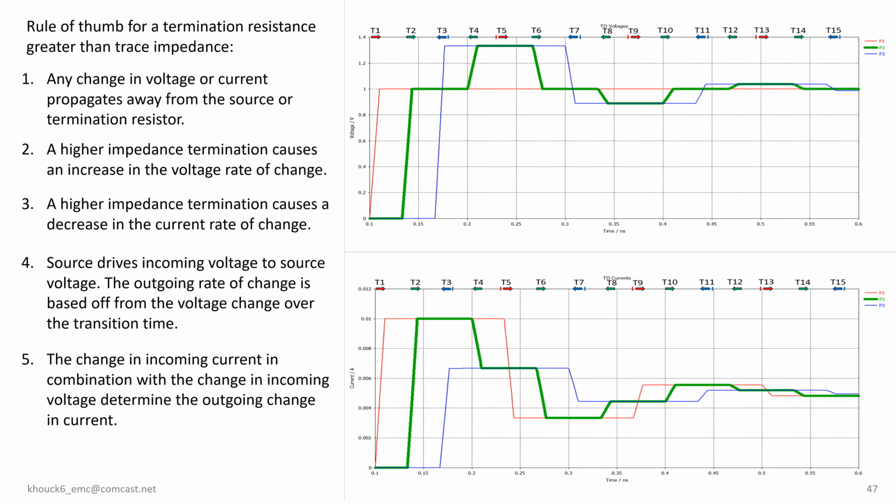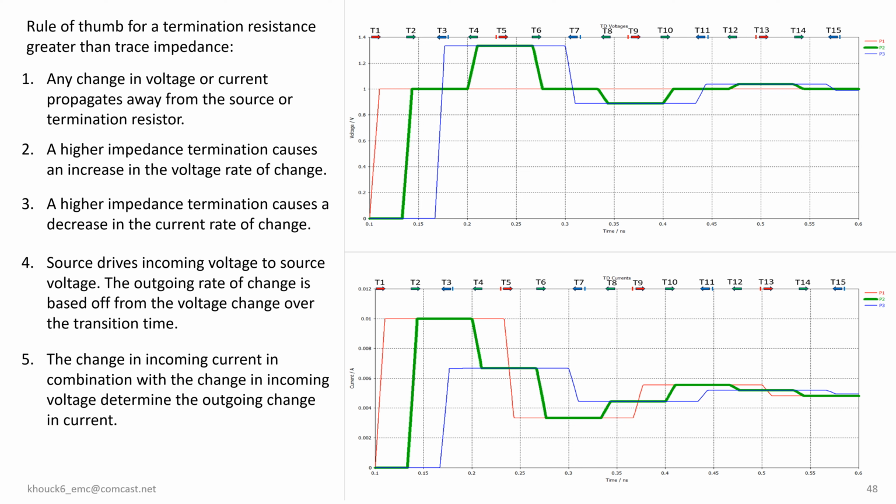At T3, Rule 2 is invoked as the rate of incoming voltage change intensifies due to the elevated value of the termination resistor. Simultaneously, Rule 3 takes effect as the rate of current change dwindles owing to the higher termination resistor value. At T4, the changing field waves pass the midpoint originating from the termination resistor. Rule 1 comes into effect.